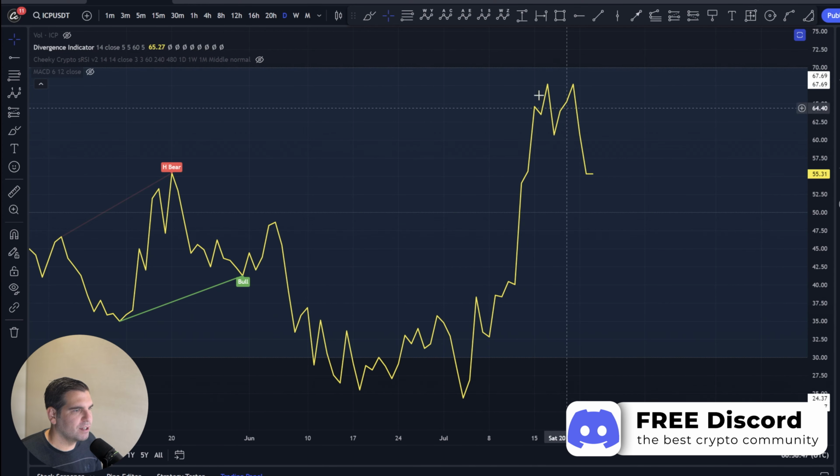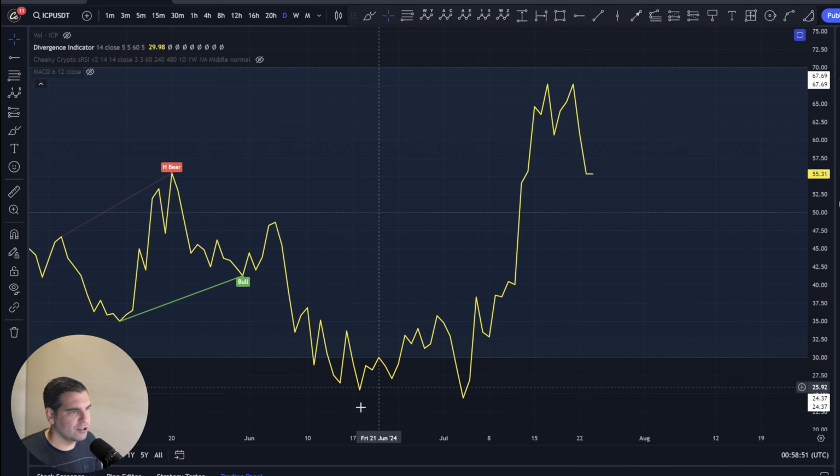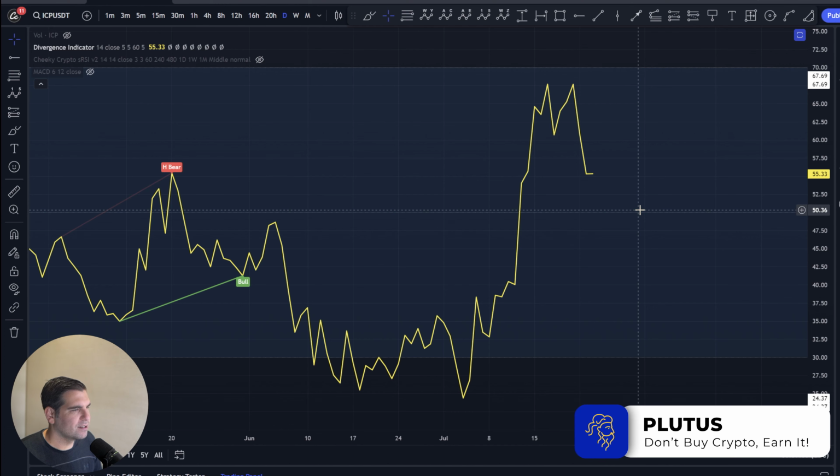The divergence indicator is the relative strength index, and it's also taking a look at the RSI in relation to price action. No divergences are noted here, but we have had a bit of a run to the upside and a bit of a correction to the downside. We're still above that 50 level on the RSI, which is actually still a bullish area to be.